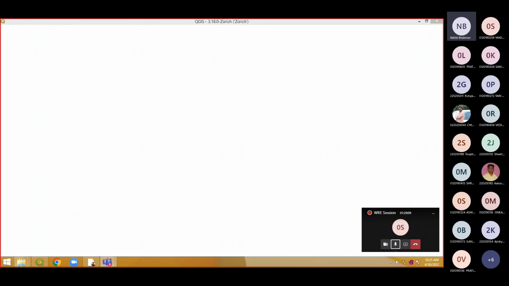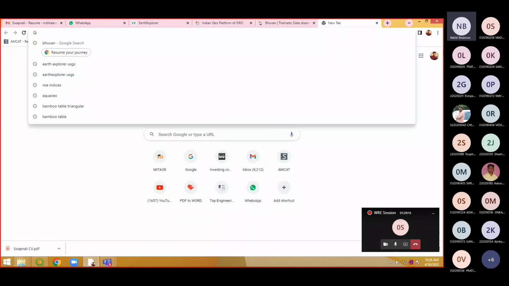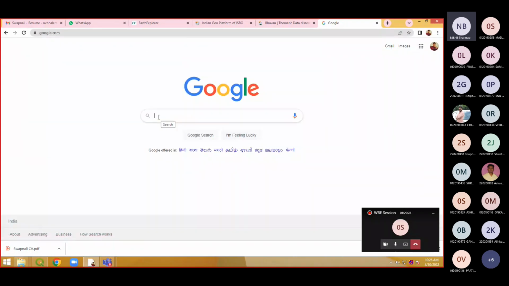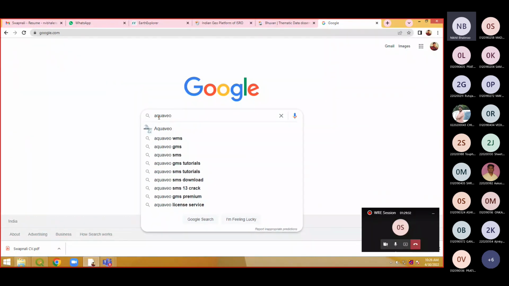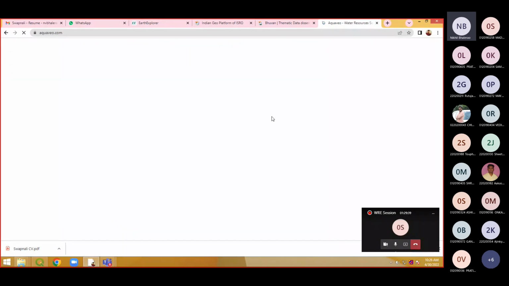Till this particular QGIS starts, I will tell you about one more package, the WMS, Watershed Modeling System software, where I have explained the graded surface subsurface hydrologic analysis model datasets. For that, you need to search for Aquaveo. Here you will get the various software model packages which are used for hydrological study. This is the software package of WMS.